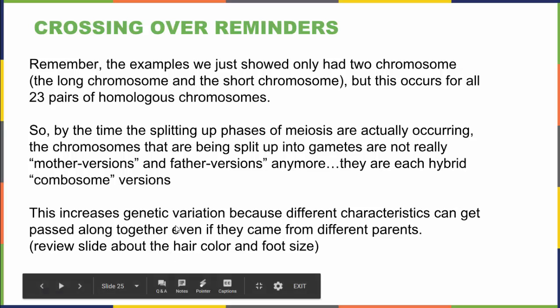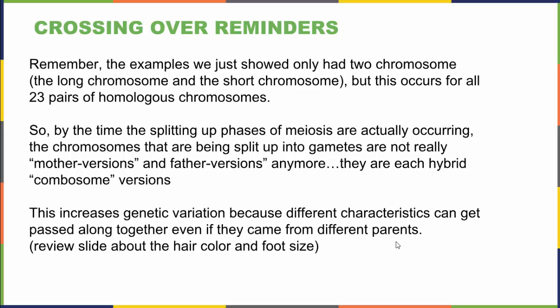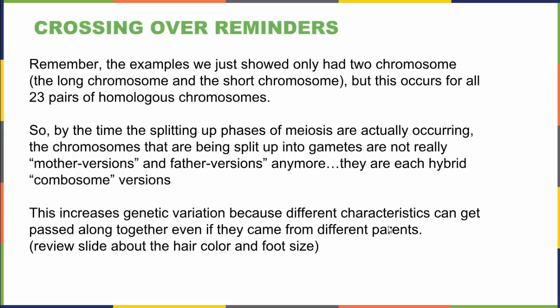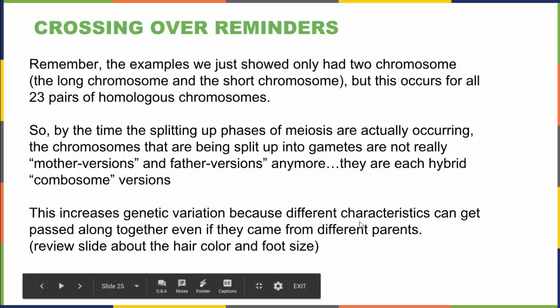And as I mentioned before, this is important because it increases genetic variation. We can pass along traits on the same chromosome even if they came from different parents. So review that slide where we had the hair color and the foot size, where we said brown hair could only be passed with, I don't remember if it was big feet or little feet, and blonde hair could only be passed with whichever the other one was. But because of recombination, now we could pass the brown hair with the little feet and the blonde hair with the big feet, and all those different combinations. So recombination is important because it increases genetic variation.